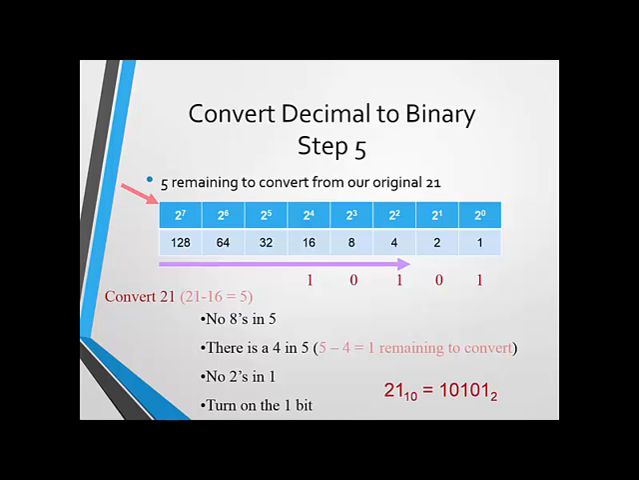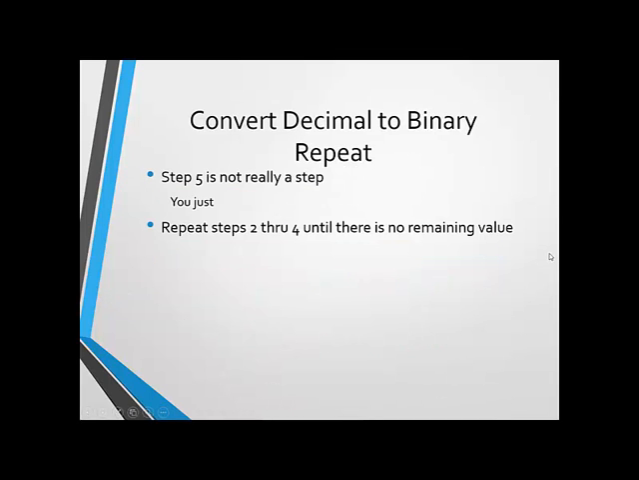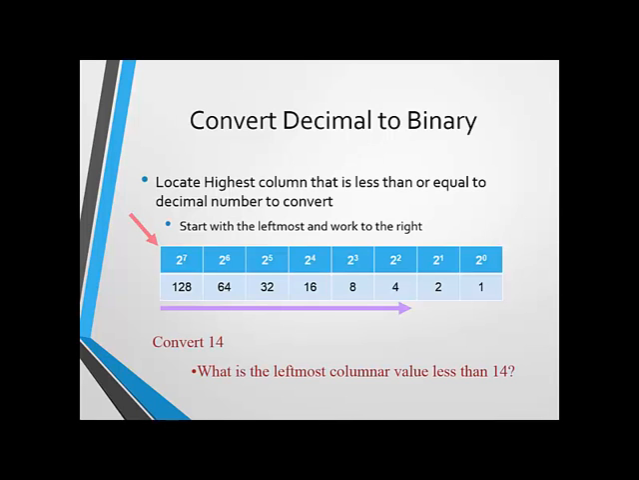So, 21 in base 10 is equivalent to the number 10101 in base 2. Notice the notation where I've subscripted. Now, in our last example, step 5 was not really a step. It was just a repeating of steps 2 through 4 until there was no remaining value. So I'm just going to keep repeating, finding the highest columnar value that will fit and turning on that bit.